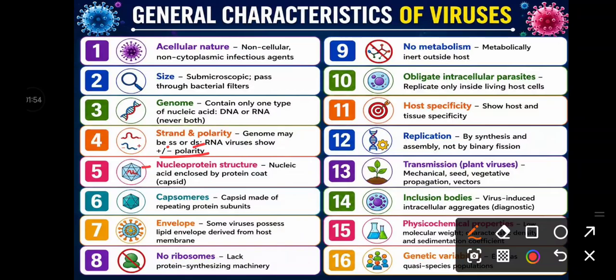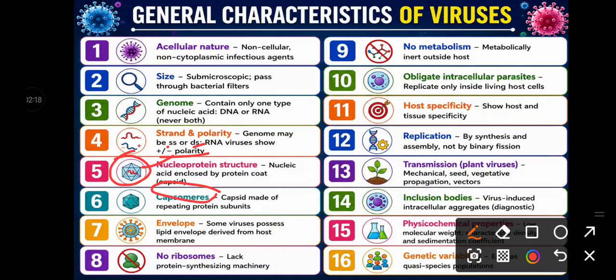Then about the nucleoprotein structure, here you can see. The virus contains nucleic acid that is enclosed inside a protein coat. The protein coat is known as capsid, and this capsid protein is made up of small repeating protein subunits. Those subunits are known as capsomere.